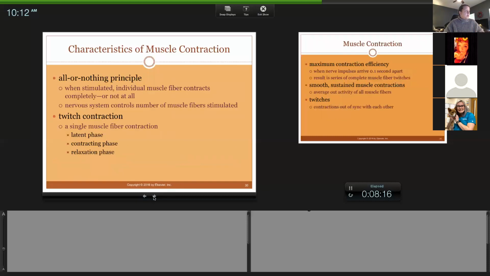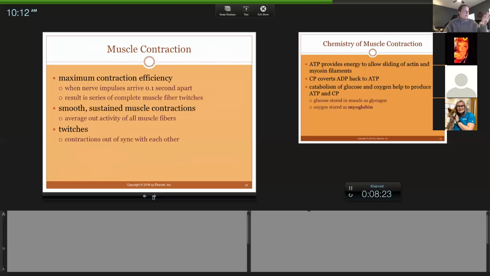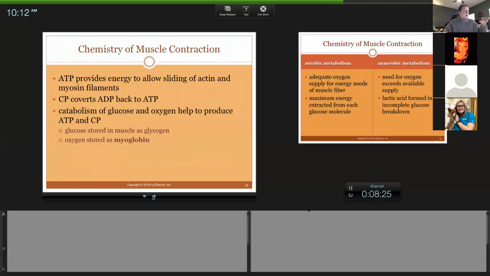We don't need to know all or nothing or twitch contraction. We're not going to talk about that. We're not going to talk about twitches. I do want you to know ATP is what is needed to allow for muscle contraction.